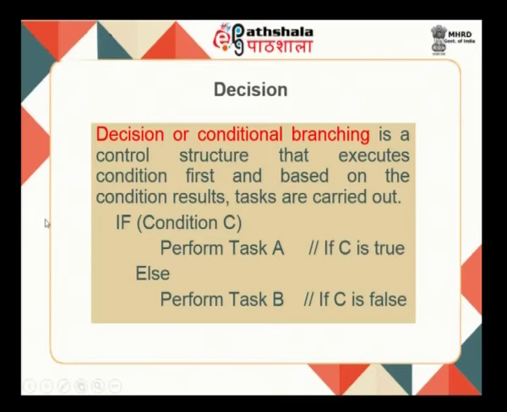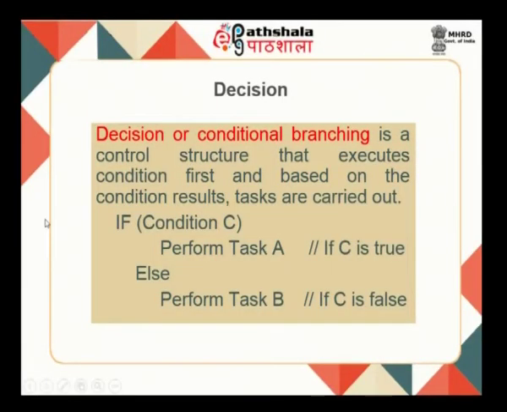The second control structure is called decision. Decision or conditional branching is a control structure that evaluates the condition first, and based on the result of the condition, the tasks are carried out. A sample decision structure is given here. You can observe that it starts with condition C. First, condition C is evaluated. It is an expression, so it has two results, true or false. If the condition is true, then task A is executed, otherwise task B is executed. This kind of structure is what we call decision or conditional branching.